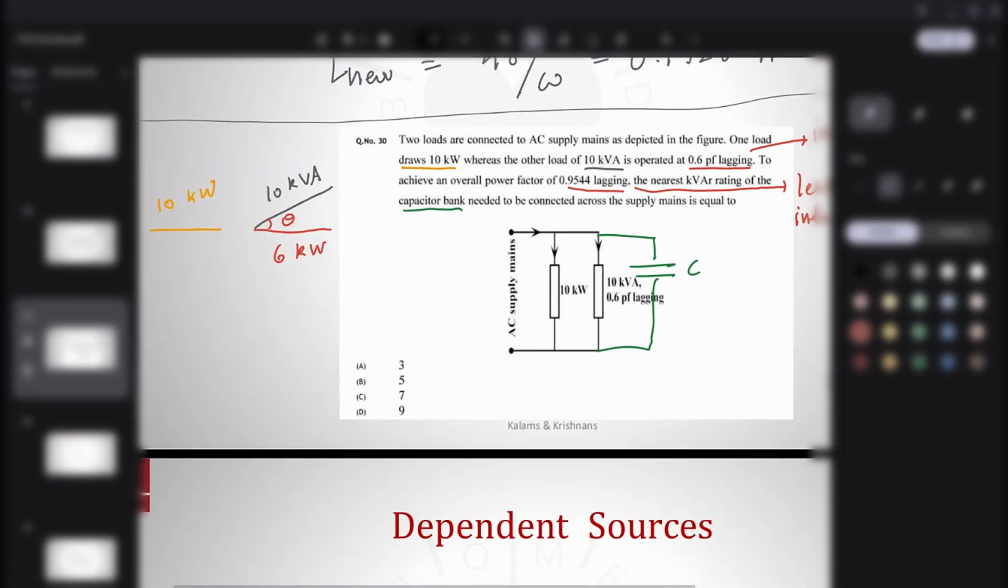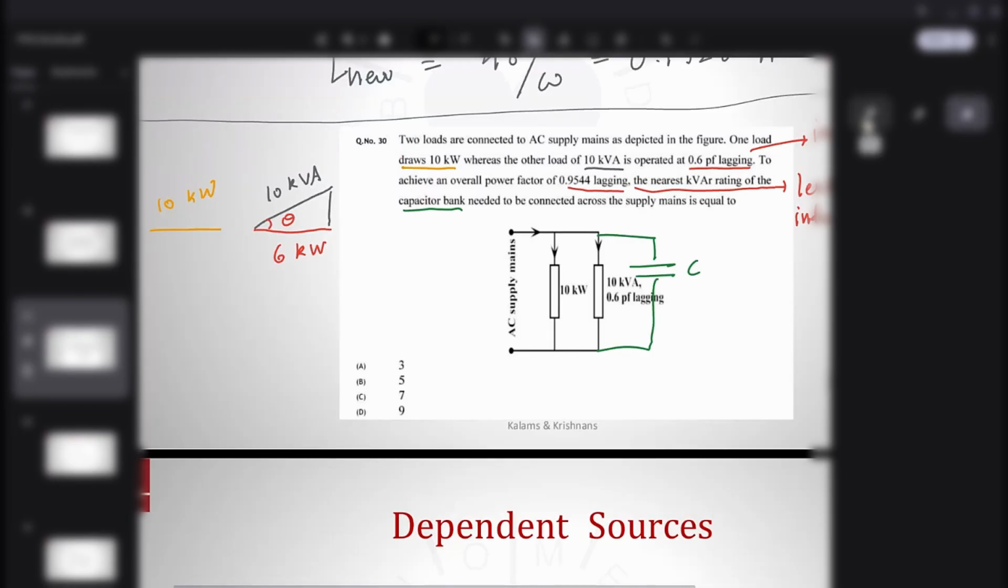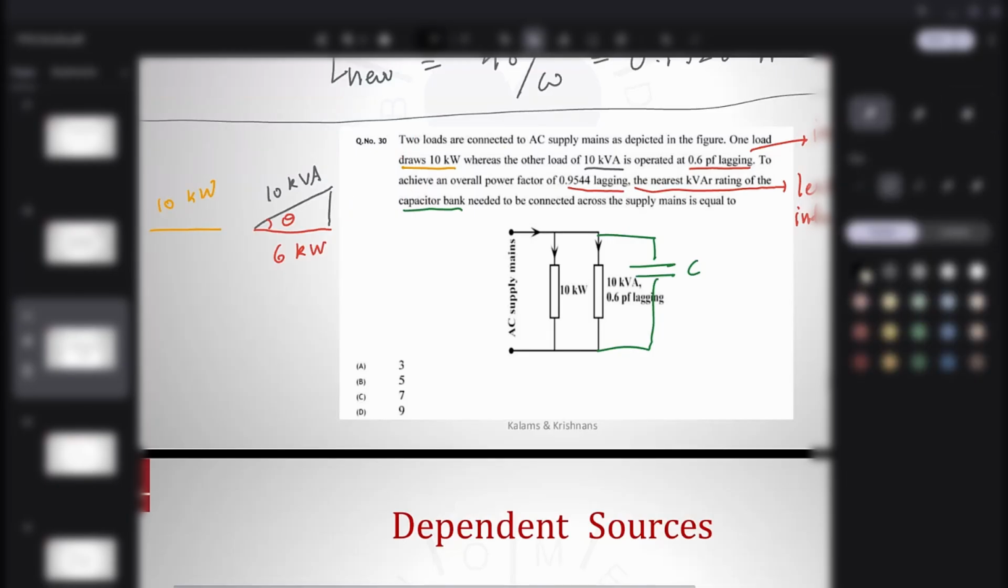Because by definition, power factor is the ratio of real by apparent. So 6 by 10 equals 0.6. You can complete this bit over here. In fact, what is this bit? Can anyone tell me what this bit is? What is the reactive bit here?